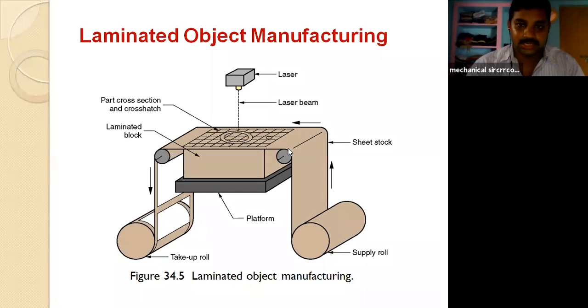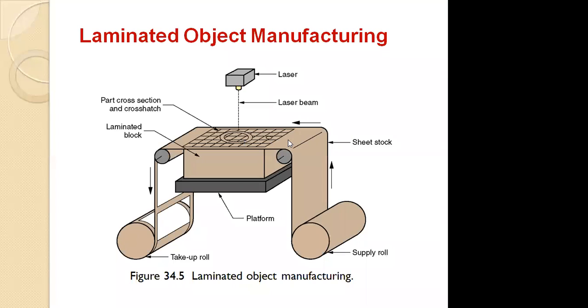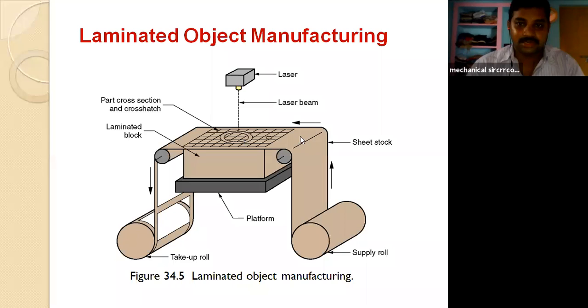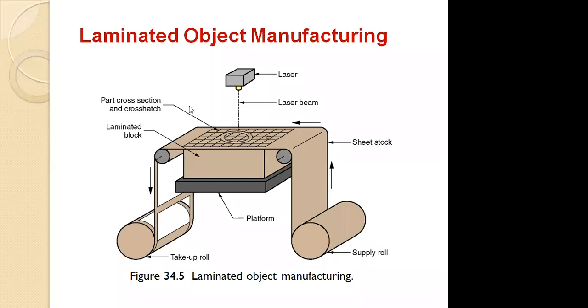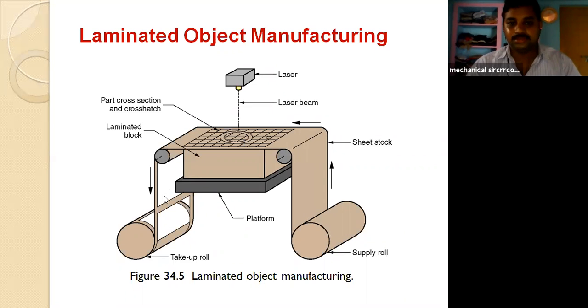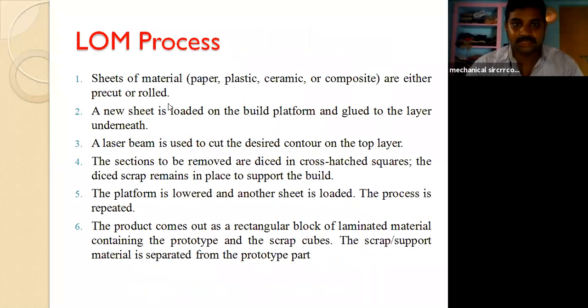revealed, and again here there will be some heated roller. After each laminate, it is going to give some temperature and cut off also. After processing of every laminate, there will be a cut off of each sheet. Then again the waste sheet will be collected here. So that is the laminated object manufacturing technique. These are the step-by-step procedures. Already we have discussed in the last session.